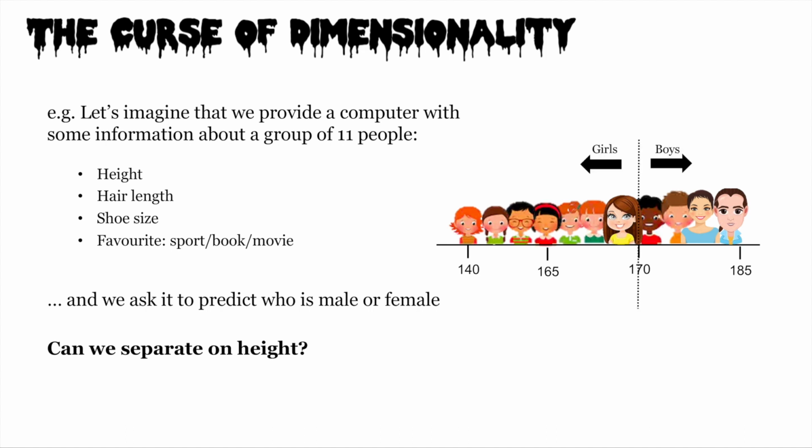Thus, labelling gender based on who is taller or shorter than 170 centimetres classifies 5 out of 6 girls correctly, 3 out of 5 boys correctly, 8 out of 11 people correctly, and this gives us a 72.7% accuracy. So it does a reasonable job, but perhaps we can do better if we add more features.